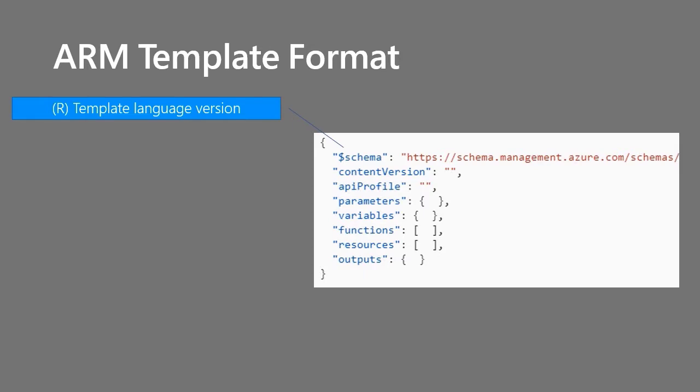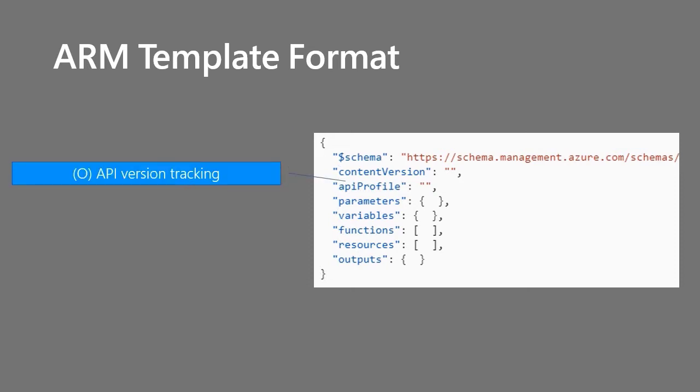First, we have the schema declaration. This is a required element, and it's going to define the template language version against which we're validating the deployment. The content version element is also required. This is for your change tracking purposes. It needs to be a 4-integer value, for instance, 1.0.0.0. And because you and your team are hopefully tracking these template files in version control, like Git, you can alternatively or in addition to that provide content version over time.